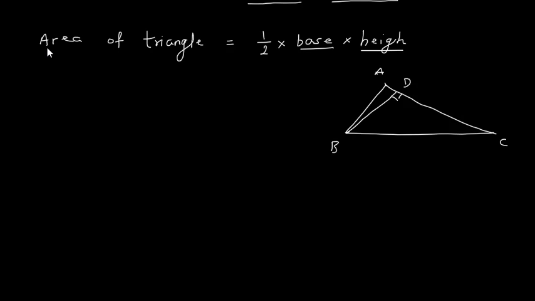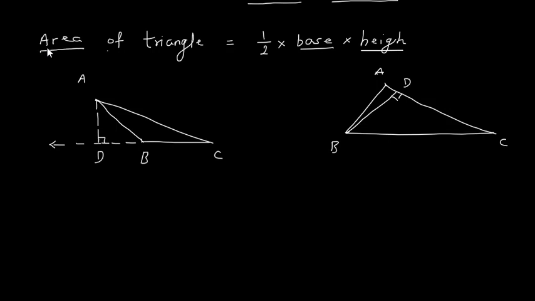Also you should know that this height need not be inside the triangle. For example, if I have an obtuse angle triangle ABC and I want to draw a perpendicular from point A on base BC, then I will extend the side BC and draw AD perpendicular to BC. So this AD becomes the height and this BC becomes the base. So the area of a triangle you can find by using the formula half into base into height.